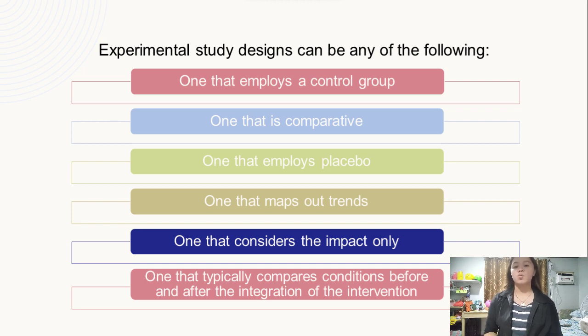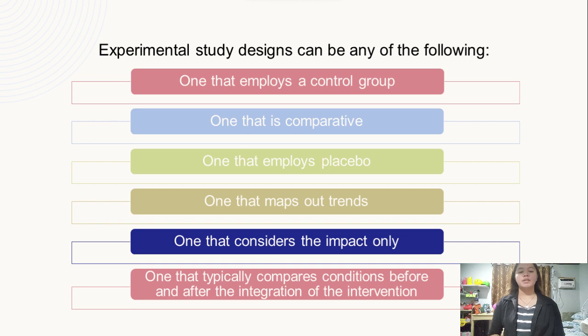The fifth one is the one that considers the impact only. In this type of study design, researchers focus solely on evaluating the impact or effect of a particular intervention, treatment, or factor of interest. They assess the outcome or outcomes of interest without considering other potential influencing factors, aiming to isolate and measure the specific impact of the intervention.